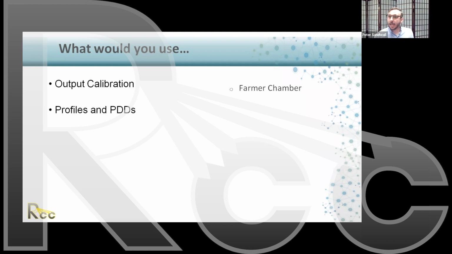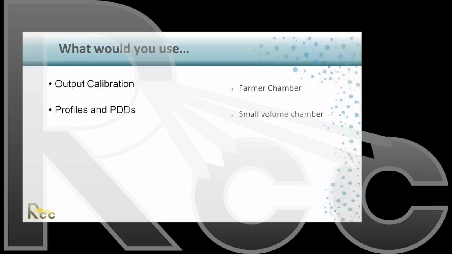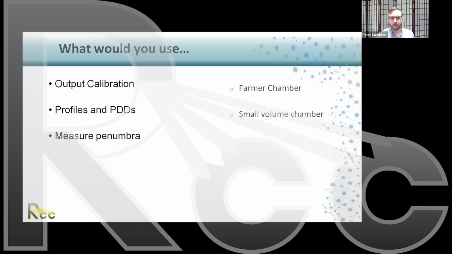What about profiles and PDDs? CC13, diodes, semiflex, CC13. This is great. CC13 is a small volume chamber. SNC 125. This is great. So we're on the same page. So a lot of this is going to be reviewed. What about measurement of the penumbra? If we want really sharp penumbras, pinpoint, small diodes, pinpoint diode. So we're on the same page.